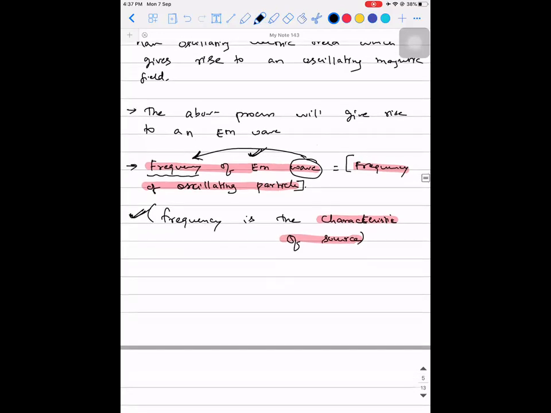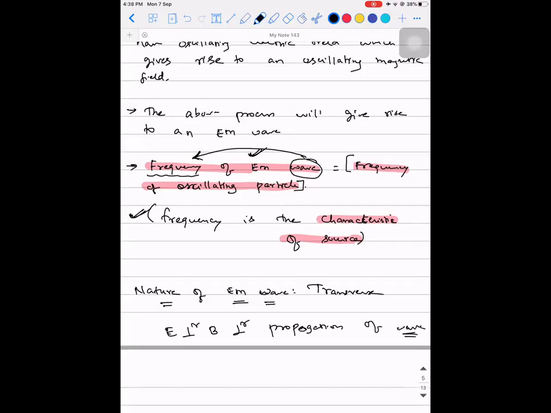Next is, if I ask you about the nature of EM wave, what type of a wave is it? Is it a transverse wave or a longitudinal wave? It is a transverse wave. So in this transverse wave also, the electric field and the magnetic field are mutually perpendicular to each other. Electric field is perpendicular to magnetic field and perpendicular to what? Propagation of wave. Okay, this is what is going to happen. So this is the nature of the electromagnetic wave.